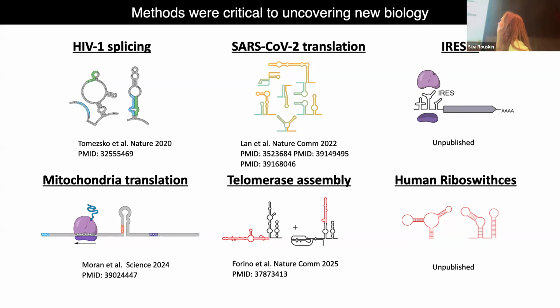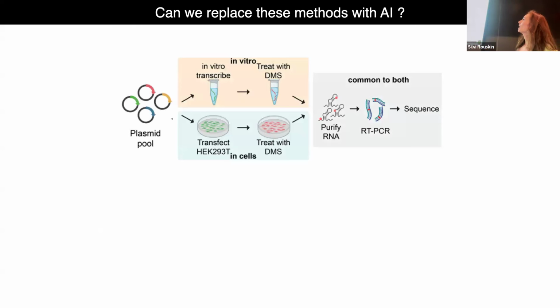The work I wanted to share with you today is unpublished, on IRESs in human riboswitches. But before then, we developed those methods that allowed us to find such cool biology. And so we asked ourselves, can we replace them with AI? Because AI is getting so good, and we'd like not to spend years and years pipetting and analyzing data.